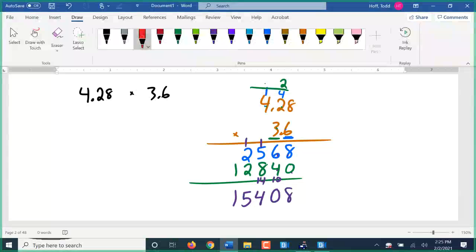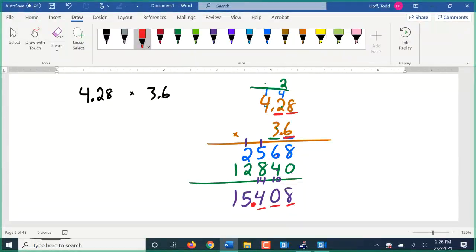To locate the decimal point, we've always been taught you count the number of decimal places in the original problem. There's 1, 2, 3 total decimal places in that original problem. So when you start at the end of your solution, you count backwards. 1, 2, 3 decimal places in your solution. The decimal point has to go there, 15.408.